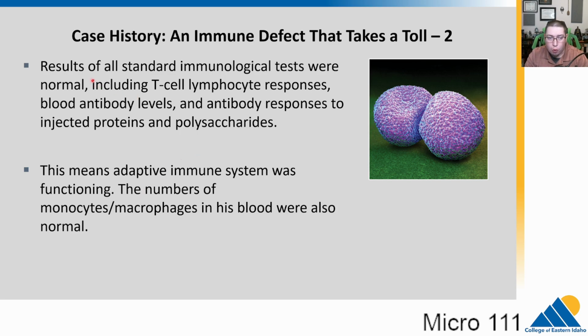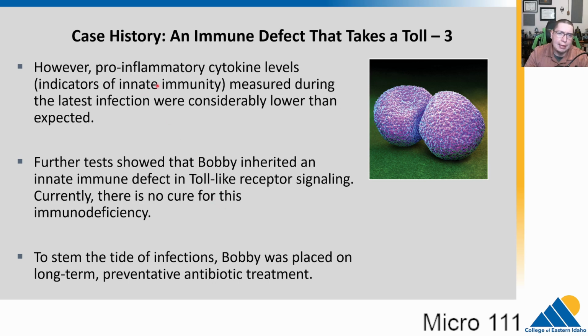So they look at the normal tests. T lymphocyte cells, those levels look normal. Antibody response looks normal. So they test the adaptive system. Usually there's some defect in there, but the adaptive is functioning. They also look at monocytes, macrophages in his blood. That number's normal too. So when they look at the level of cytokines, which induce inflammation, they find that they are very low. So it doesn't seem like inflammation is being activated when he has an infection.